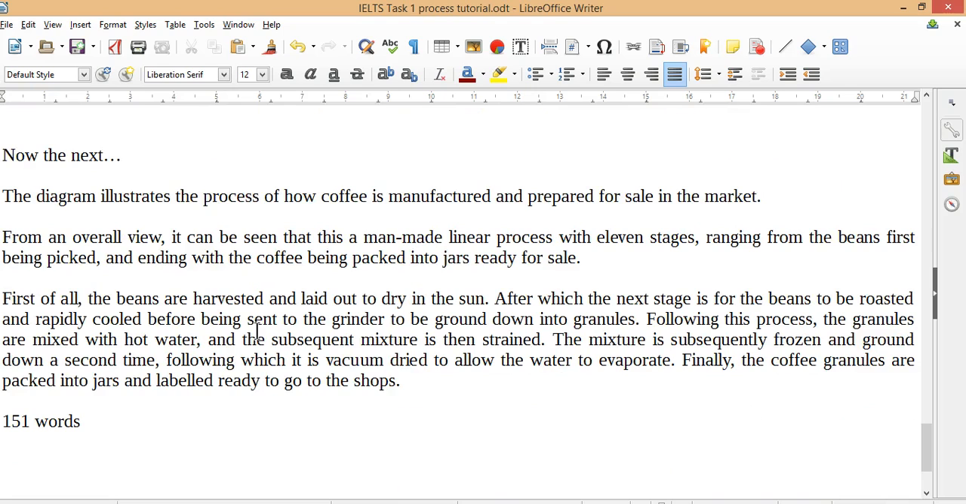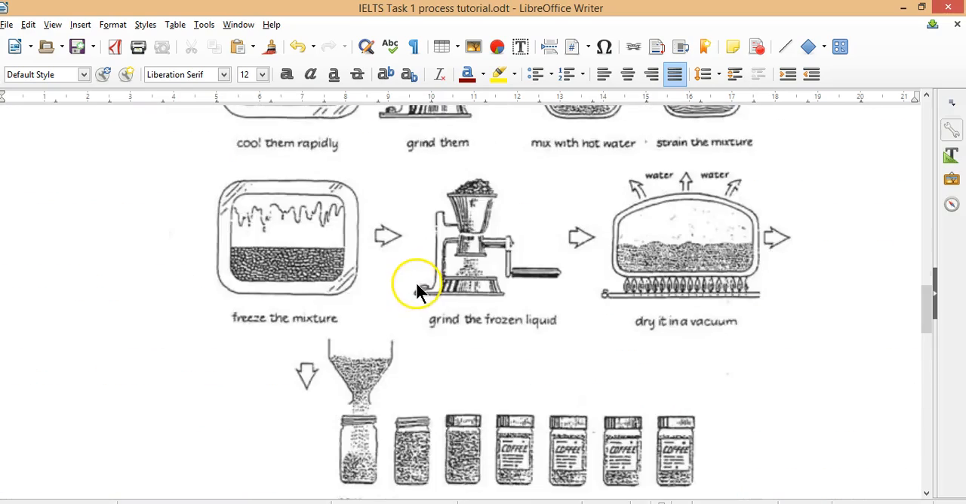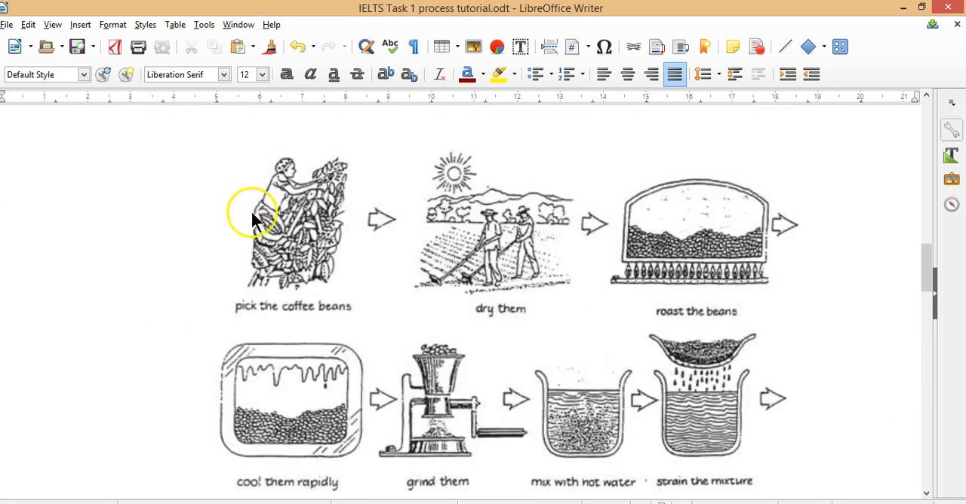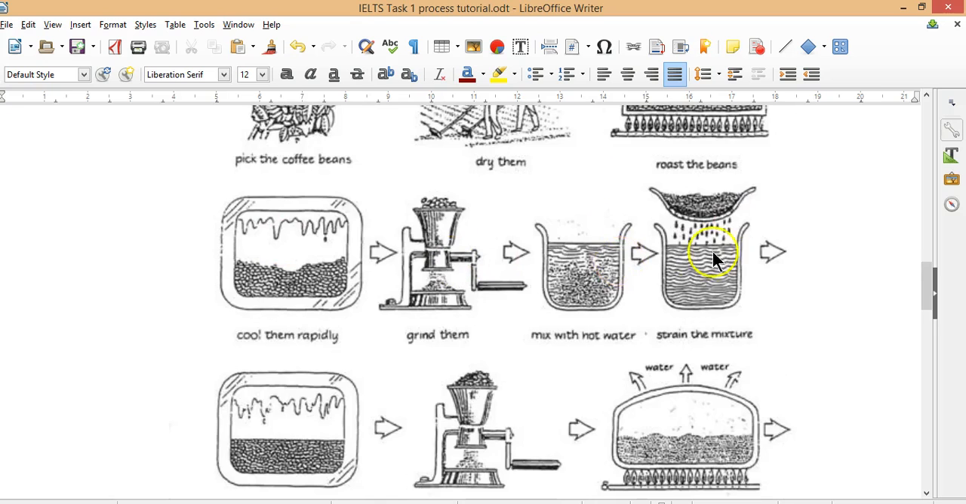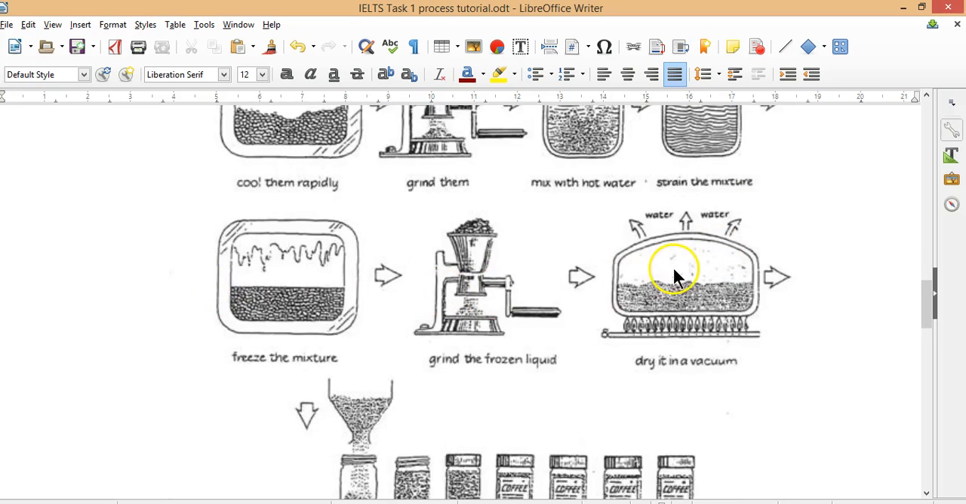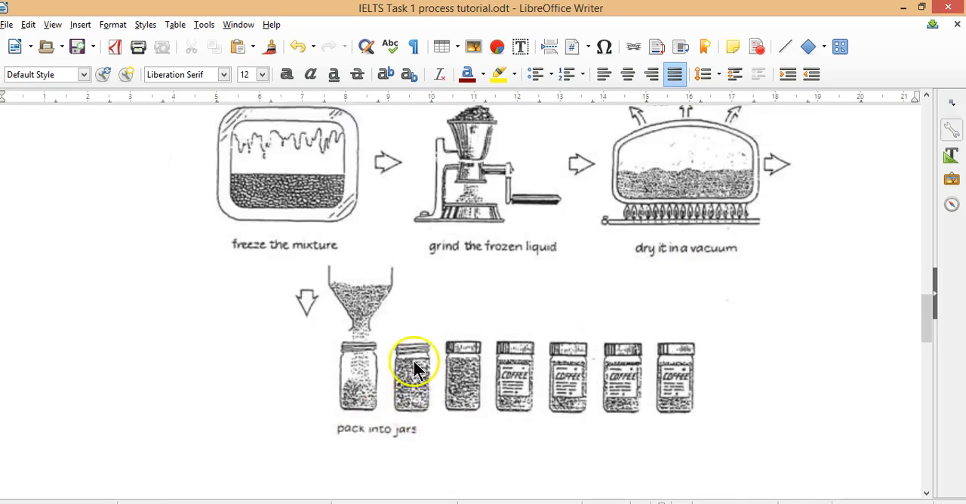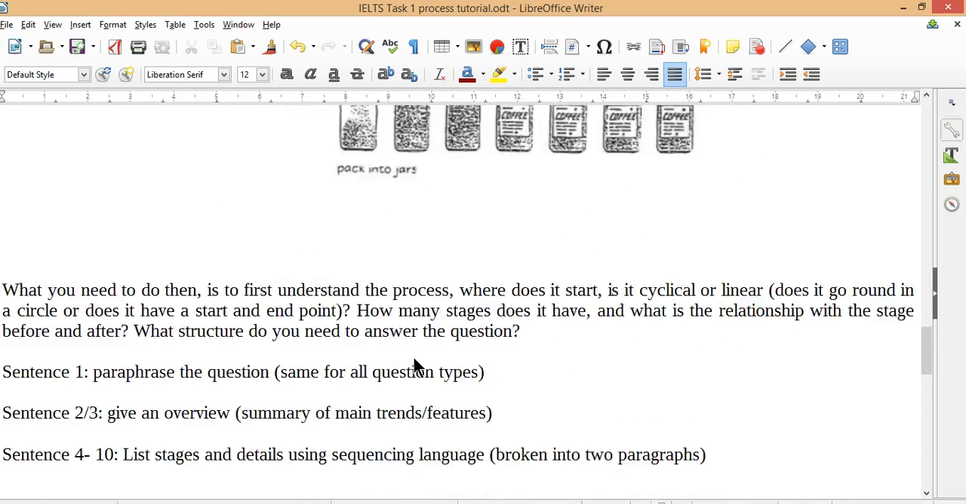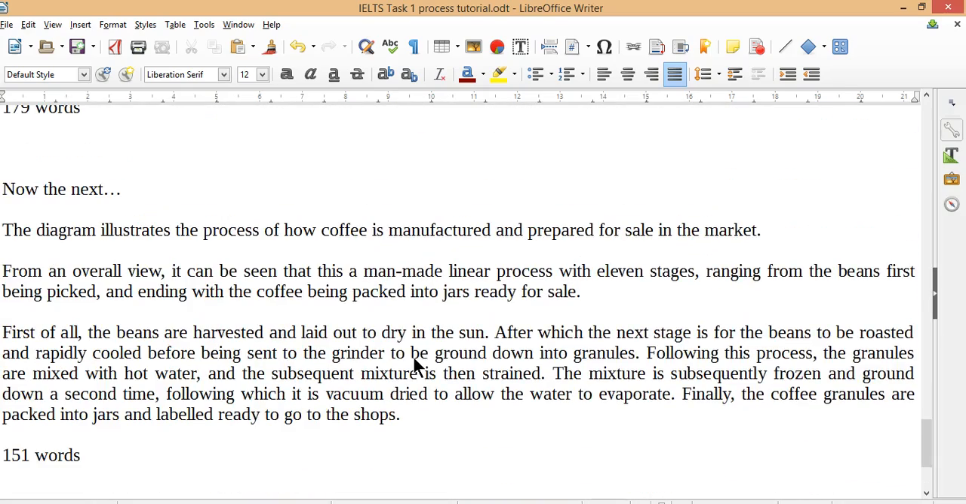Now, let's take a look at the man-made one now. How coffee is made. So it's quite straightforward. The diagram illustrates the process of how coffee is manufactured and prepared for sale in the market. So this is it. Pick the beans, dry them, roast them, cool, grind, mix, strain, freeze, grind, dry, and package. Okay.